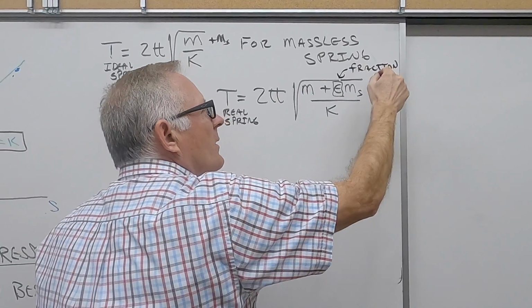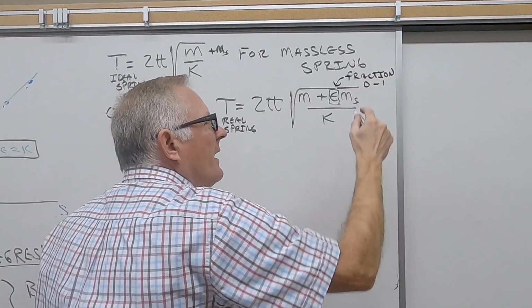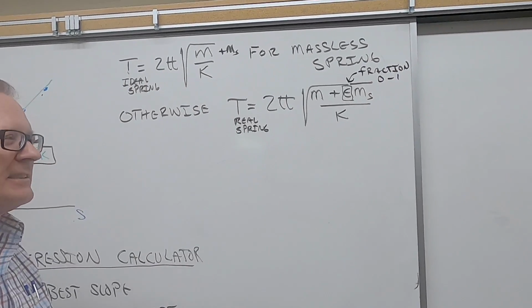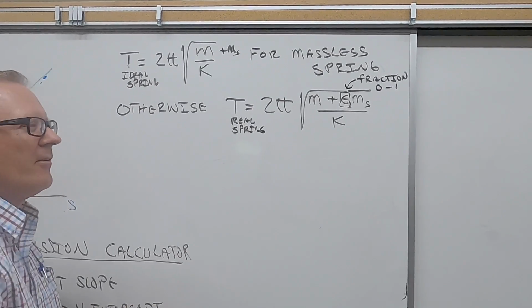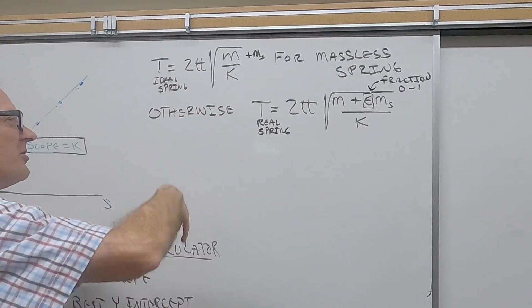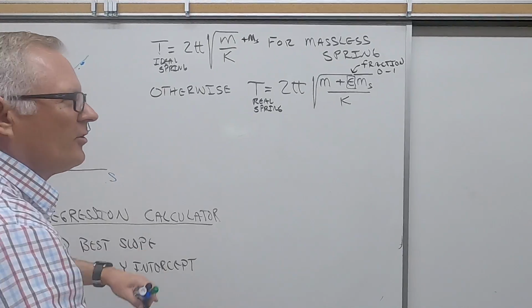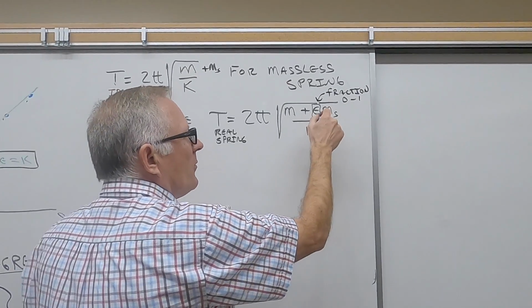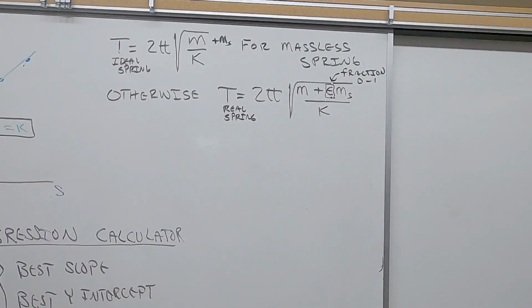It's got to be between 0 and 1. If it was 0, it'd be a massless spring. None of it would be going up and down. If it was 1, then all the spring would be going up and down. So you're going to get some number between 0 and 1 for that. We'll calculate that right there.